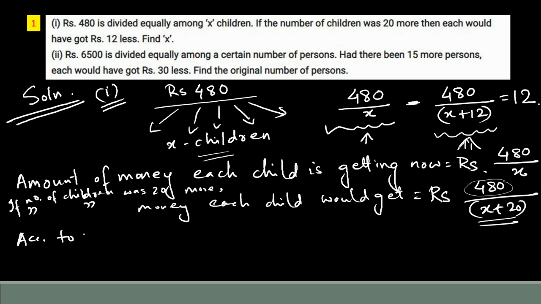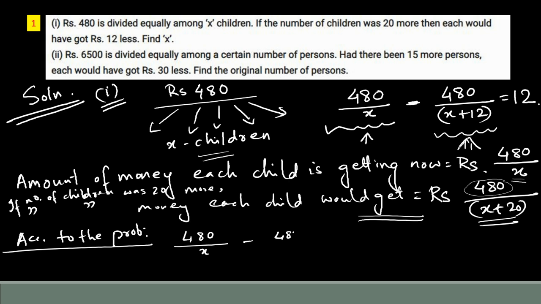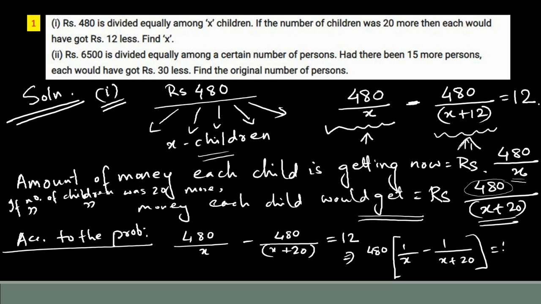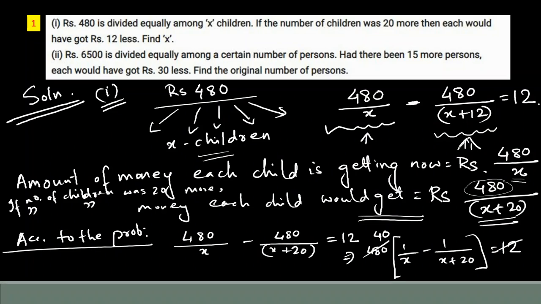Now according to the problem, in this scenario each child is getting 480 divided by x plus 20, and that is 12 less than what they are getting right now, 480 divided by x. So you will do 480 divided by x minus 480 divided by x plus 20 equals 12. From here, let's say you take 480 common: 1 divided by x minus 1 divided by x plus 20 equals 12 divided by 480, so you get 40 here. Let me do it in the next sheet. So 1 divided by x minus 1 divided by x plus 20 equals 1 divided by 40.